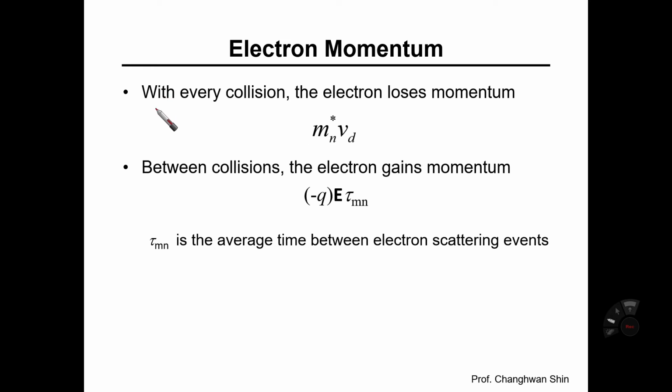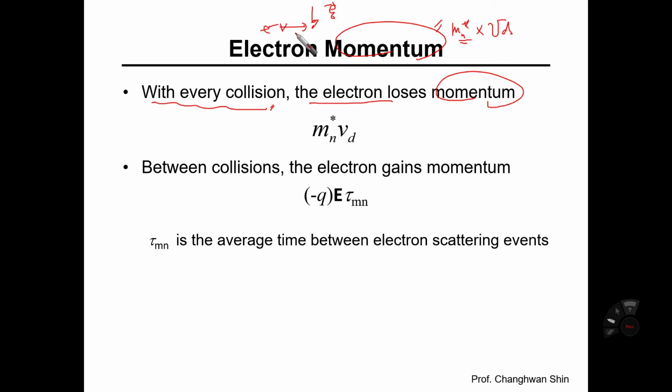Okay, now let's take a look at the electron momentum. With every collision, so with tons of scattering events happening, in every single collision event the electron would lose its momentum. So what is the momentum? Momentum is described as its mass times what? Velocity. So now this electron is moved by the electric field. In other words, this electron is moving by drift.